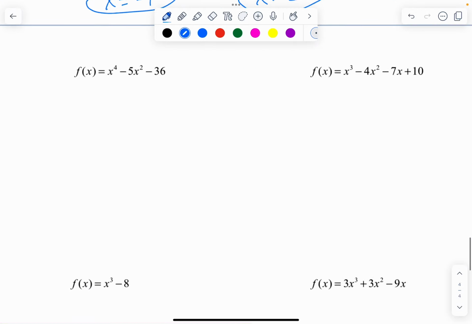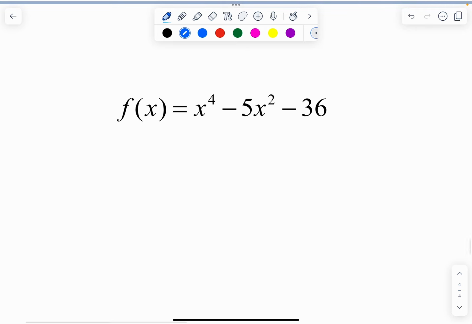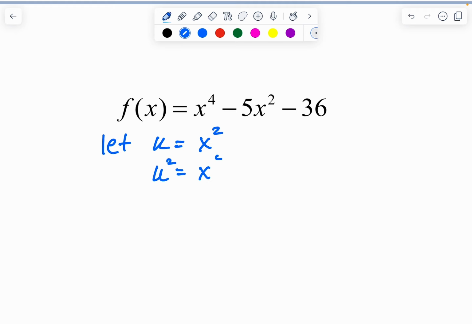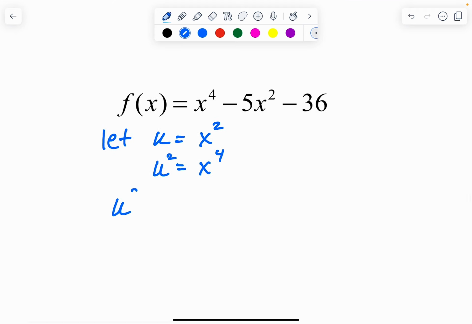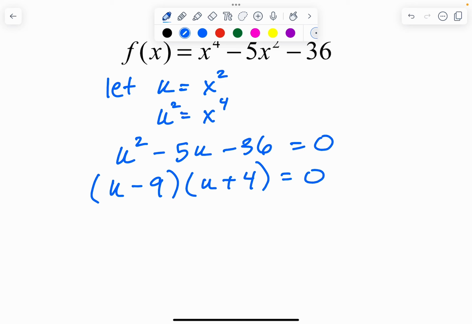We finished that one. Okay, so the next one here, this one I like to do what's called a U substitution. Not a me substitution, but a U substitution. So what I'll do is I'll say let U, not me, equal x squared. Well, if U is equal to x squared, then U squared would be x squared squared, which is x to the fourth. And so I can rewrite this as U squared minus 5U minus 36. I'm going to set this equal to 0. And this is something I know how to factor. U minus 9, and U plus 4. And so now I have factored it, sort of, but I need to go back and plug in my x squared.